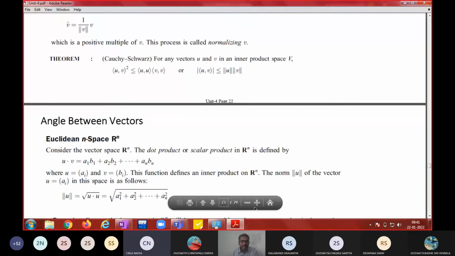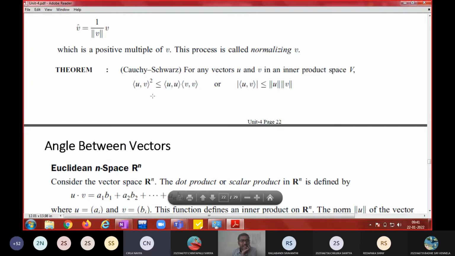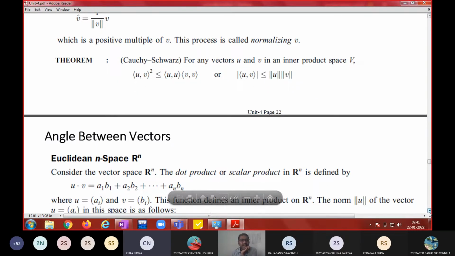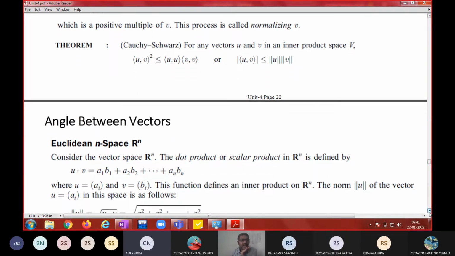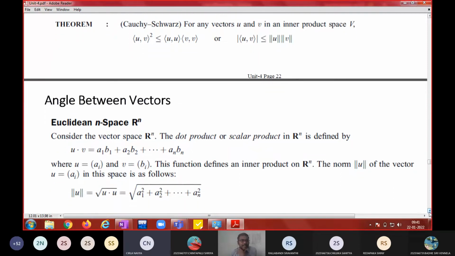Okay, inner product of u comma v whole square is always less than or equal to inner product of u comma u and inner product of v comma v. Or you can write in terms of norm also. Inner product of u comma v is always less than or equal to norm of u into norm of v. Okay, so remember that result. It's a useful result in functional analysis.